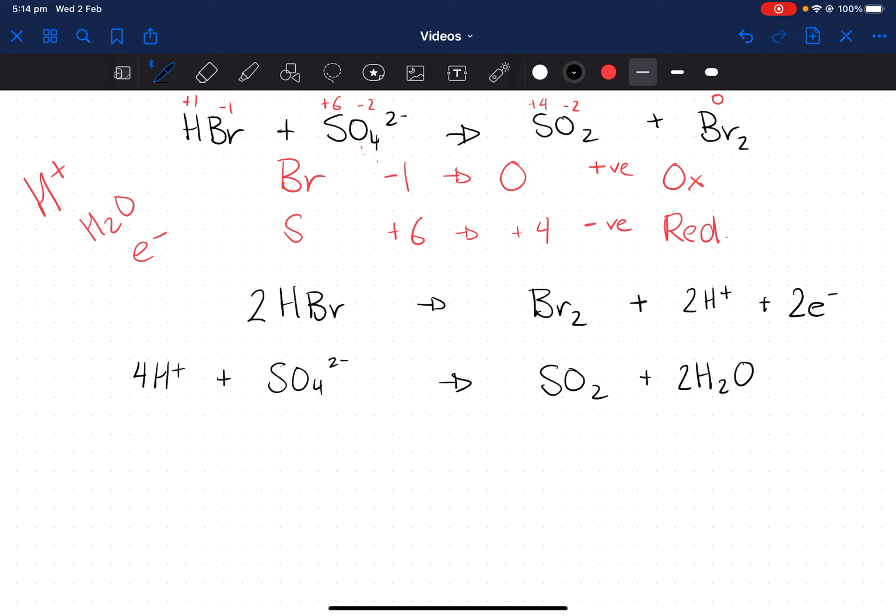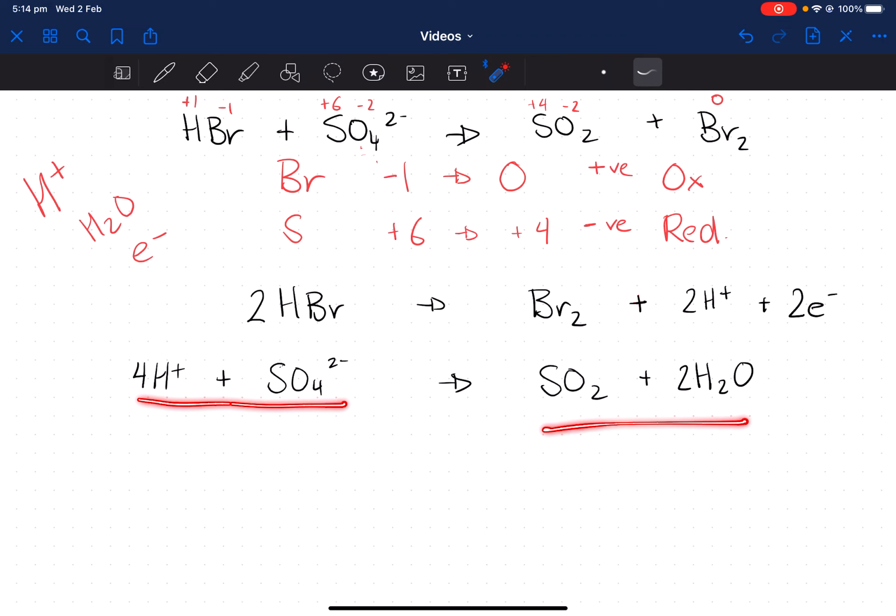Now that we've got that, we need to fix our charges. So again, we're going to look at, well, what are our charges? On this side, we've got 4 positives plus the -2. So on this side, we're at +2, and on this side, we are at 0. So if we've got +2 on this side and 0 over here, we need to balance it out by adding 2 electrons to this side. So we now have 2 balanced half reactions.